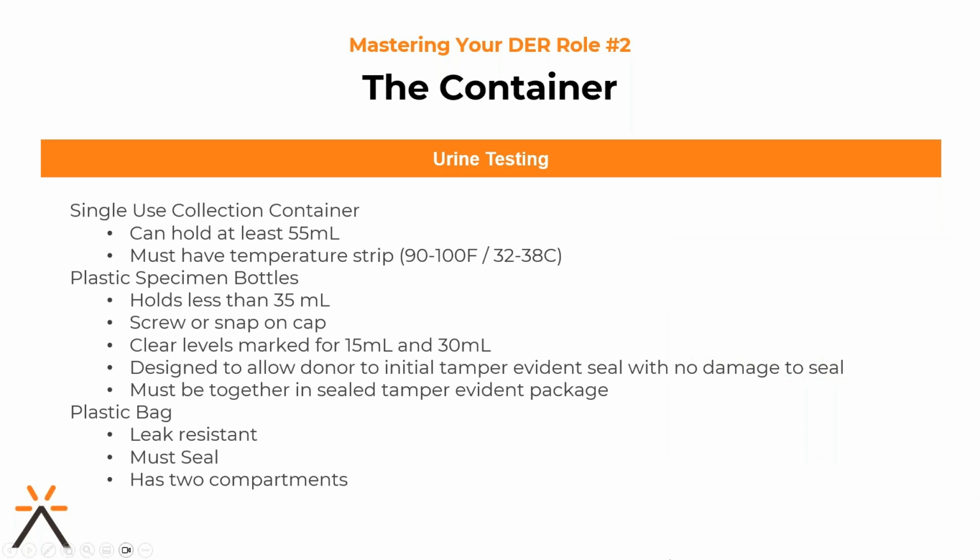The container is going to hold 55 milliliters. It's going to have a temperature strip. There's going to be a secondary bottle inside. So you're going to actually have your container with 2 split samples inside, and it will have a seal that is not tampered with. And then there's a plastic bag that comes with it that has 2 compartments, one for the chain, one for the urine, and it's got to be leak resistant.